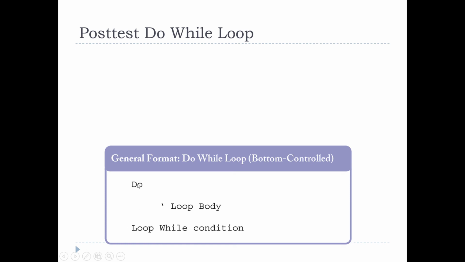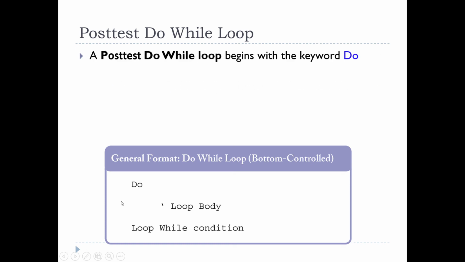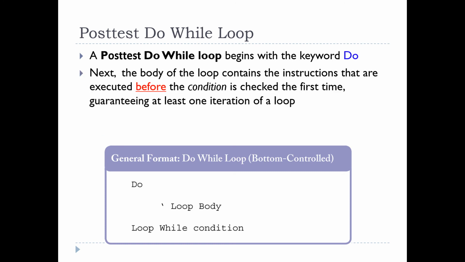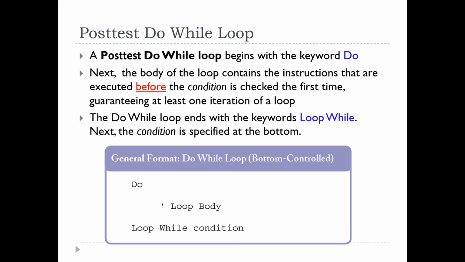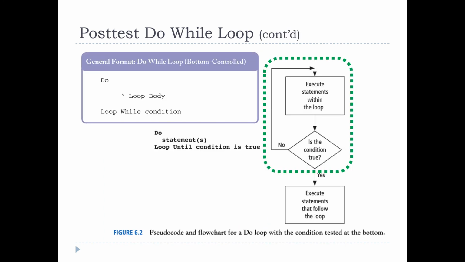It will look for the closest do, which is this do here. It will go back up here and repeat the code from here again. So it's similar. You test at the bottom. You just put the word do there. You don't use the while at the top, and then you close it with the while at the bottom, followed by the loop condition.